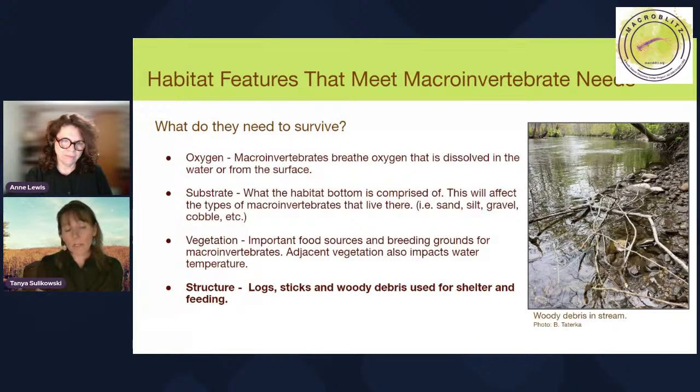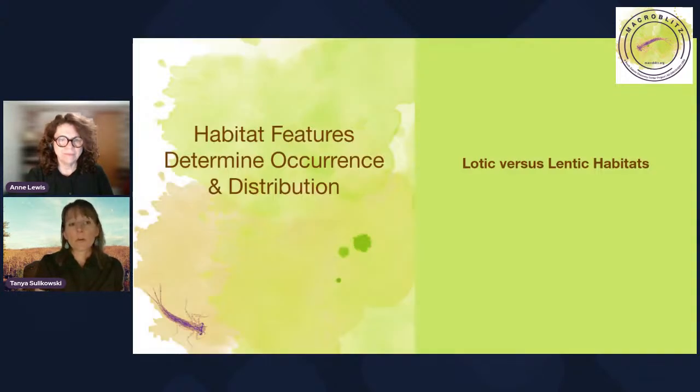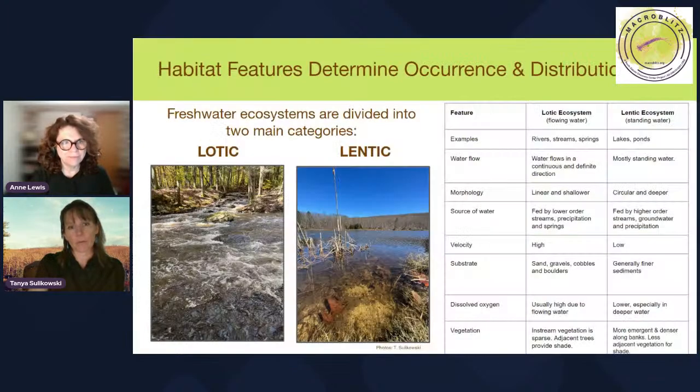In a body of water like a pond, you probably wouldn't have as much woody debris, and so your structure would be more like the vegetation that you'd look to for sampling. So habitat features determine occurrence and distribution, and we'll talk a little bit more about lotic versus lentic habitats. But one thing that's important to know is that aquatic macroinvertebrates can be found in almost any water system. So a tiny little temporary vernal pool in the middle of a stream, in the middle of a forest, a large river, or a large lake, all of those are great habitats for macroinvertebrates.